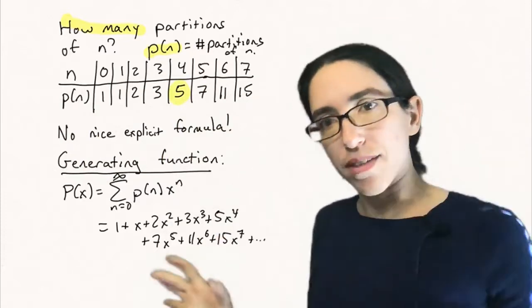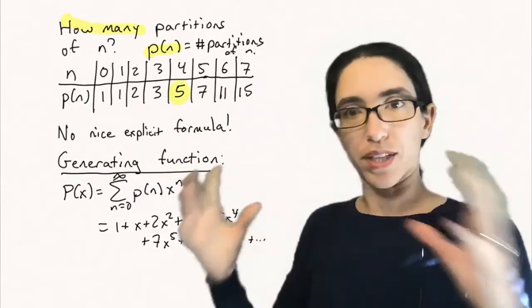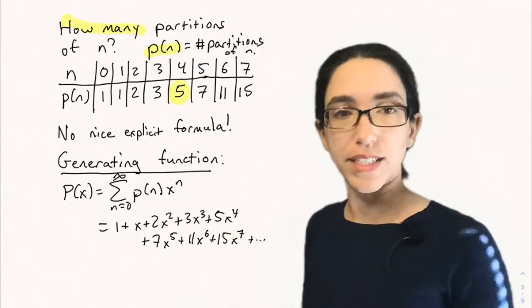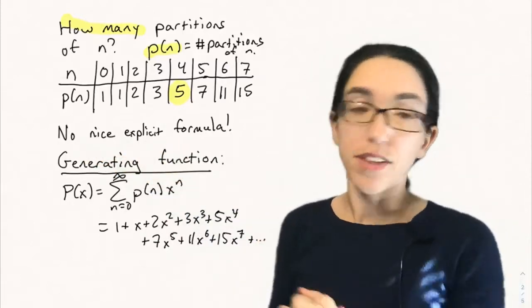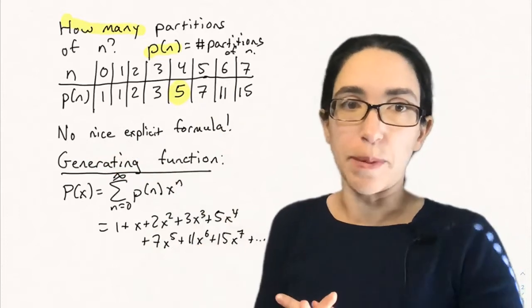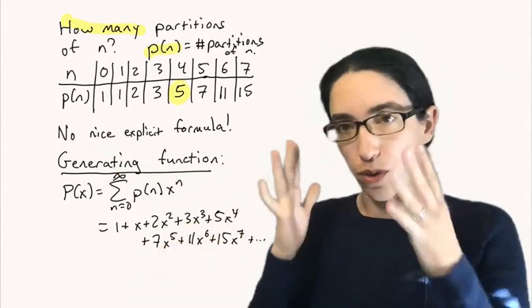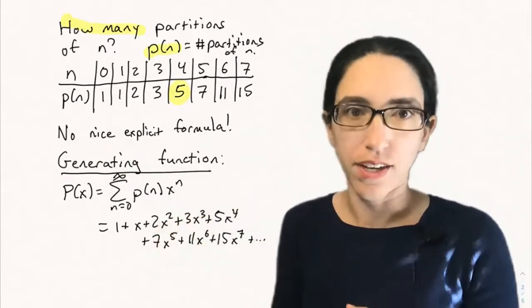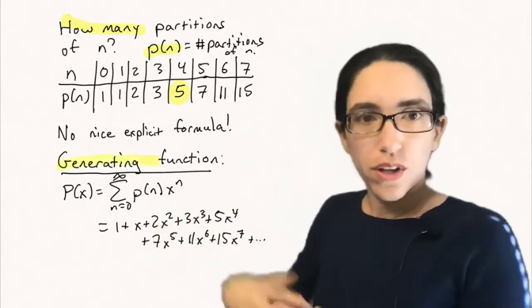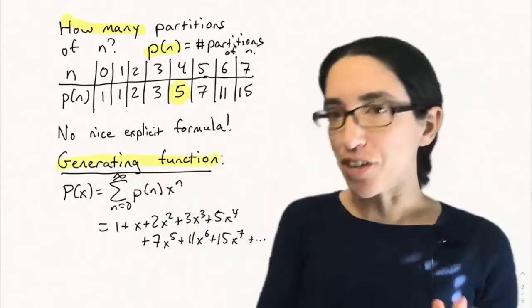So even though we have a nice visual way of drawing them, we can write them as tuples, we can write them all these different ways, there's actually no nice explicit formula for P of n. There are some recursive formulas, but the only known explicit formula involves some summations, and it's not a very nice thing to write down.